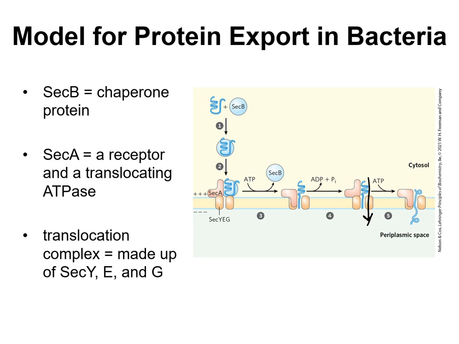Now, SecB doesn't stay around the whole time. When it brings that protein to SecA, it's going to be replaced or kicked out when ATP binds. So ATP binds and SecB leaves, and then you have hydrolysis, which leads to the translocation of the protein.